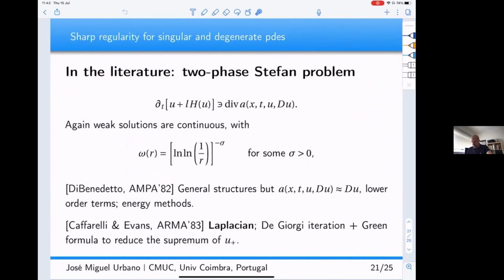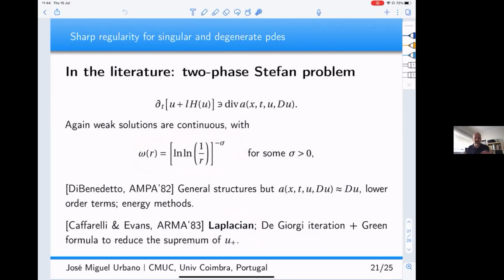And the improvement was in fact threefold with respect to the known literature. What was known in the literature were results again from the early 1980s, both by DiBenedetto and Caffarelli and Evans. So DiBenedetto did it for general structures, but with a linear growth with respect to the gradient, allowing lower order terms and so on. And Caffarelli and Evans did it for the explicit case of the Laplacian. And so they obtained this type of modulus of continuity. So we improved this in three ways.